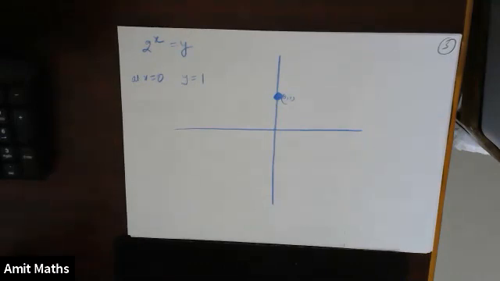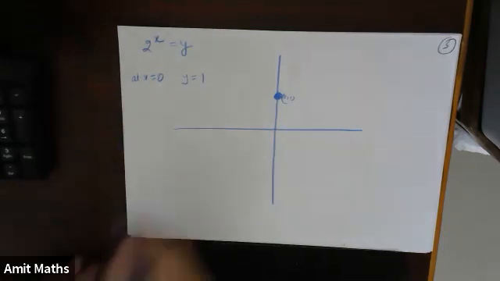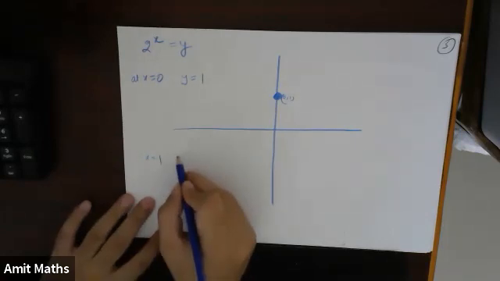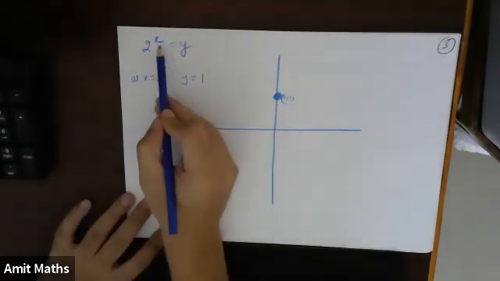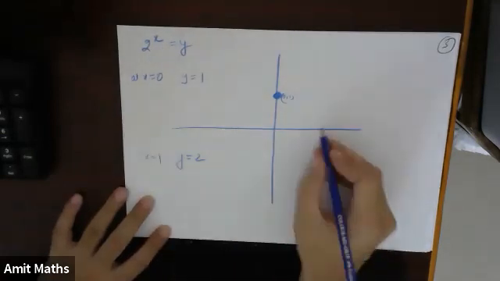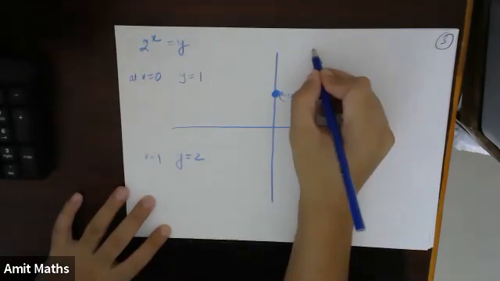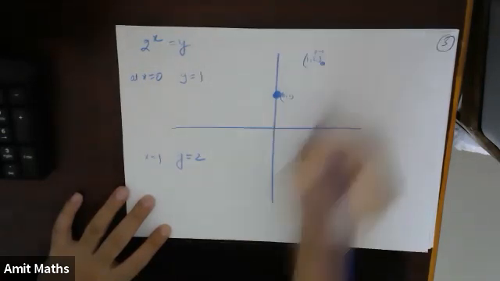Okay, this is the first point which I have found. Now second, as x is equal to 0 I have checked, now I'll substitute x is equal to 1. For x is equal to 1, what is the value of y? y will be equal to 2, because 2 to the power 1, so y will be 2. So when x is equal to 1, y is 2. So this point will be (1, 2).